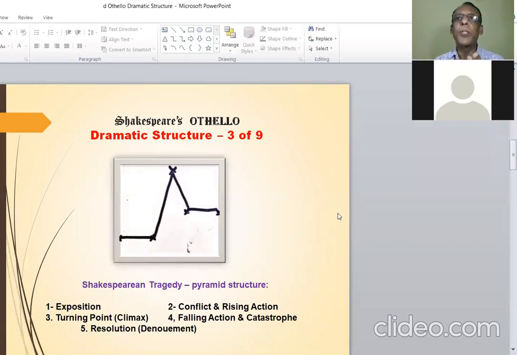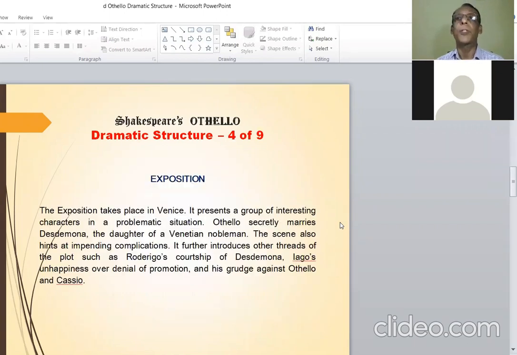So exposition, conflict and rising action, turning point or climax, falling action, and resolution, which is also known as denouement. This is the 5-act structure of a Shakespearean tragedy. Well, as I said, the exposition takes place here in Othello. It takes place in Venice.